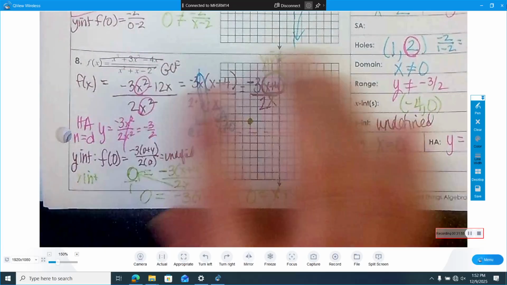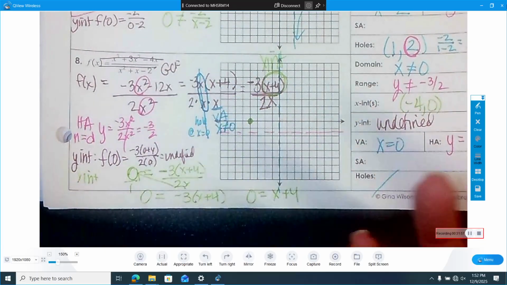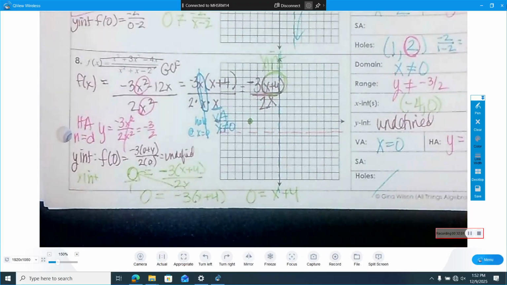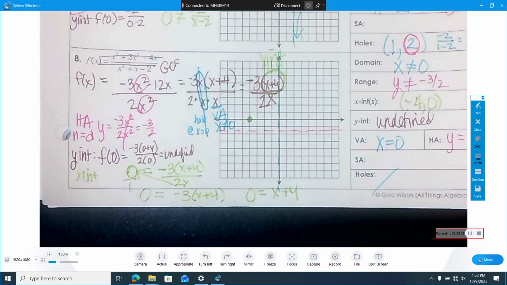All right. I want to say, when in doubt, graph it out. So that calculator can help you determine what happens here when you have the hole and a vertical asymptote.